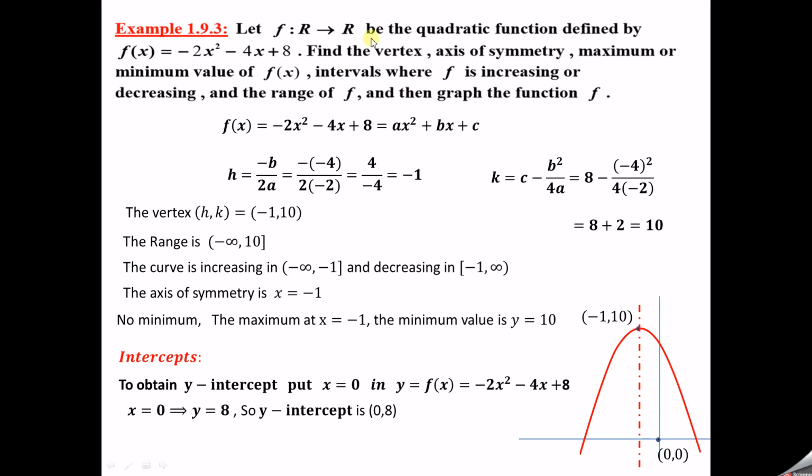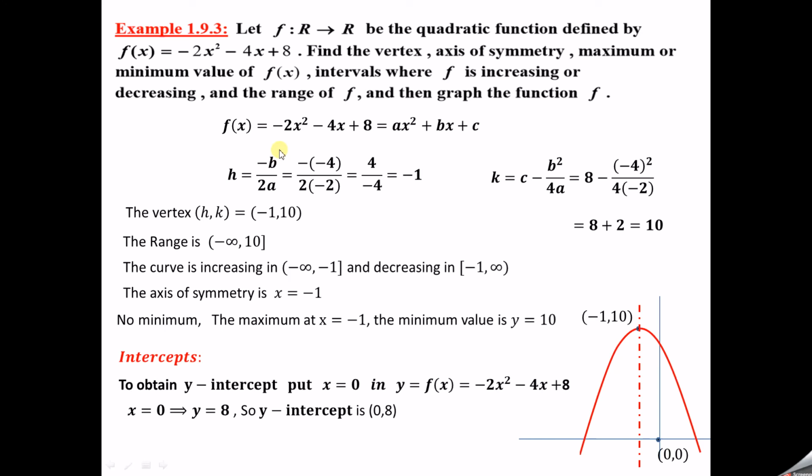So for all these points, first you must find the vertex. It is not in the standard form like a times (x minus h) whole square plus k. It is only in ax square plus bx plus c form. So using a, b, c, we can find (h, k), the vertex. Let us see here, f(x) is equal to minus 2x square minus 4x plus 8. This is the given equation. If we compare with ax square plus bx plus c, then a is minus 2, b is minus 4, and c is 8. We can find the vertex (h, k) from this formula.